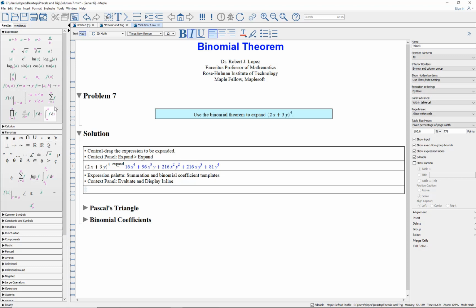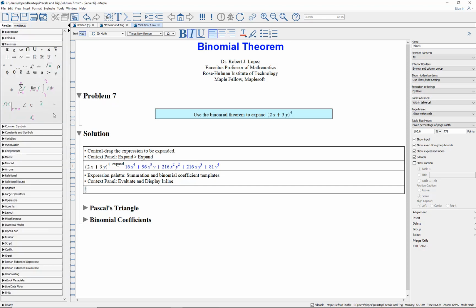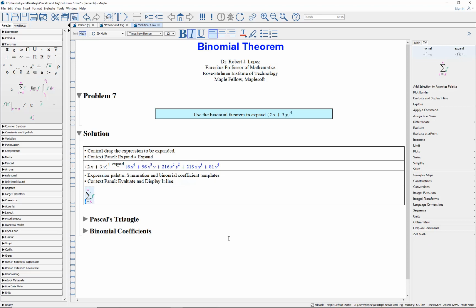Favorites palette starts out empty. You populate it with what you want to put in there. And the way you put something in there is you right click on it and you have the option to add to favorites. So that's how you populate the favorites palette. So we need a sum. I like k as my index, and k will go from 0 to 4.